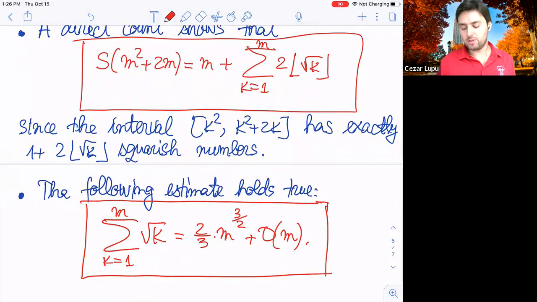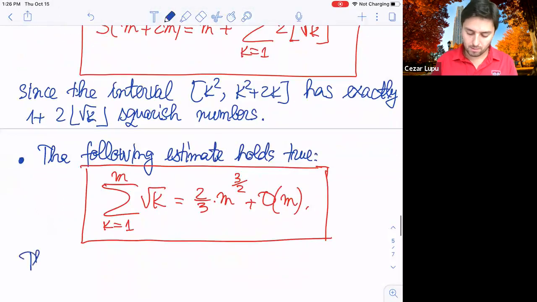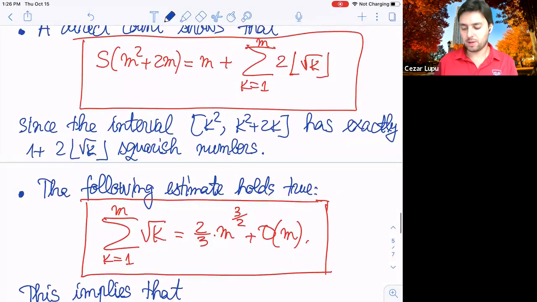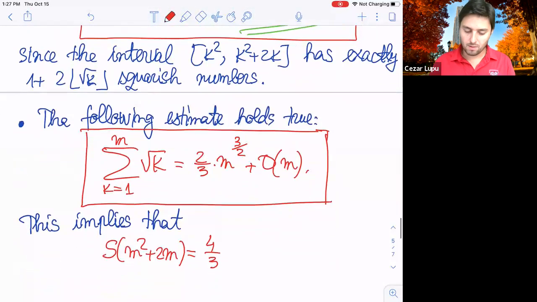And now, once we have these two ingredients, by combining these two, look at them. We will use the estimate on this. So by combining these two facts, we will have that S of m squared plus 2m will be something like 4/3, because there is a 2 here, keep in mind, times m to the power 3/2 plus an O of m.